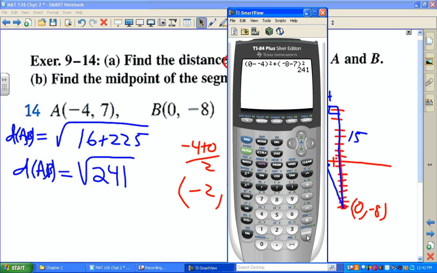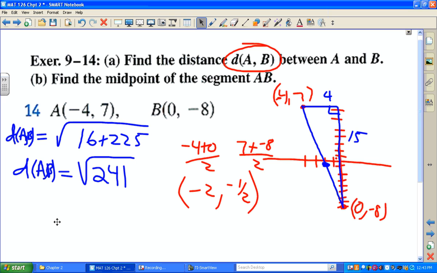Is it prime? I don't think it's prime. I don't think so. Yeah, it might be prime. I don't know. But I'd leave it as 241 and then start playing with that. See if anything comes out with it.